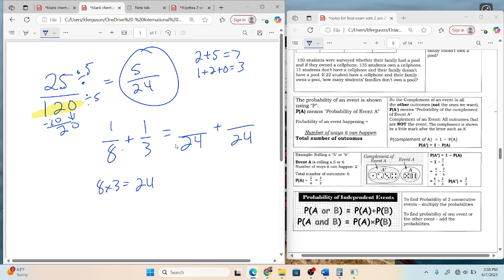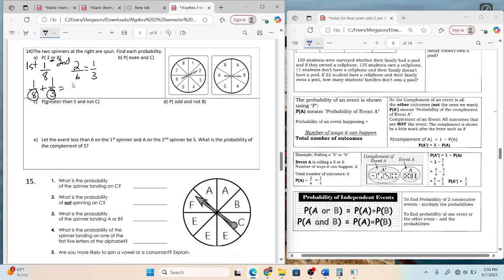So I'm going to change both of my fractions to have 24 on the bottom. To get 8 to have 24 on the bottom, I'm going to multiply by 3. But I got to multiply the top by 3, so that's going to be 3 over 24. In order to get 24 using 3, I got to multiply by 8, so then I got to multiply by 8 on the top. So that's what's going to happen. That's going to be 3 over 24 plus 8 over 24, which is 11 over 24. That's my answer for the first one.